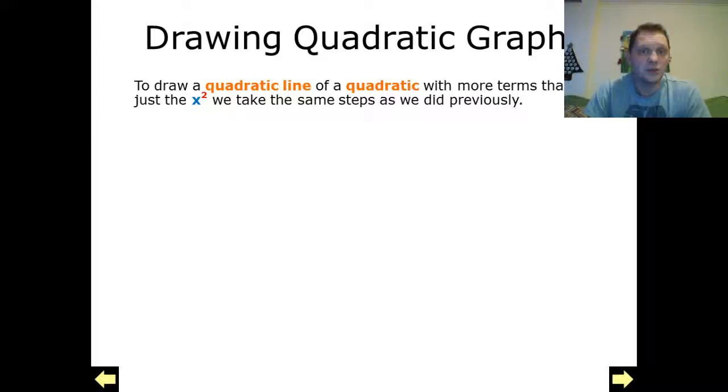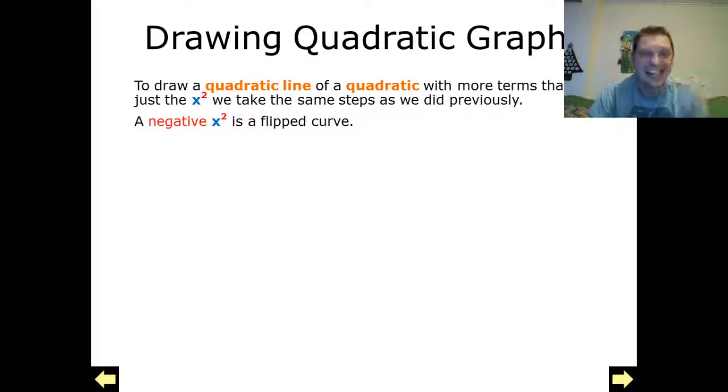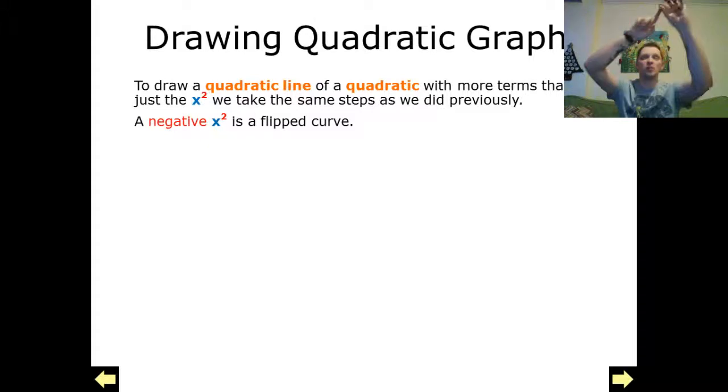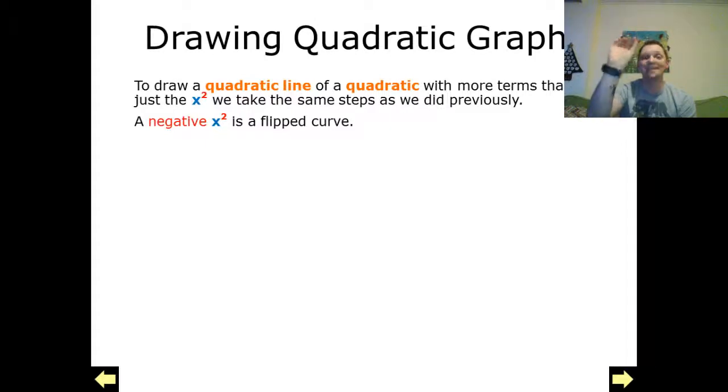So that was using a positive x squared, but now we are going to have a little look at negative x squared. So with the positive x squared, the curve started from the top, came down and then went back up, so creating a minimum point. When we've got a negative x squared, we're going to start from the bottom, going up, coming back down, so I'm going to be creating a maximum turning point.